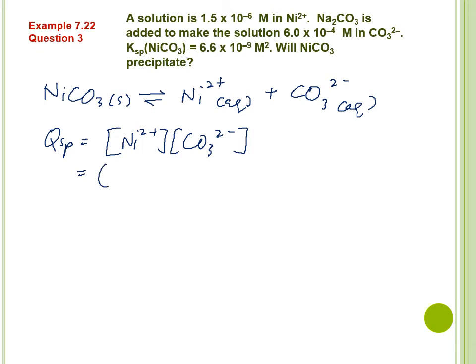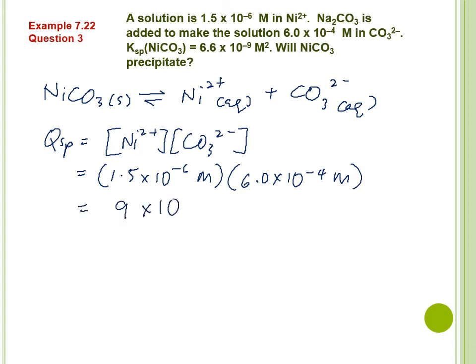Let's substitute the information given in the question. 1.5 times 10 to the power of negative 6 molar is the concentration for nickel ion. And 6 times 10 to the power of negative 4 molar is the concentration of carbonate ion. And we got 9 times 10 to the power of negative 10 molar squared.